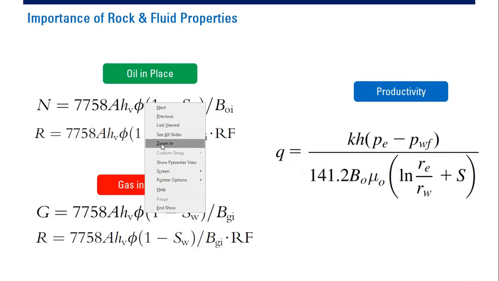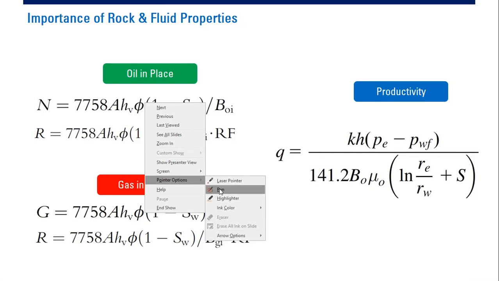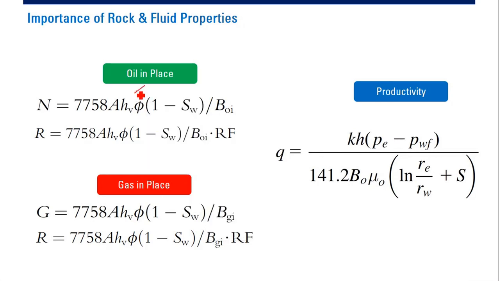Like this one, we have, for example, porosity, rock property. It will govern the oil in place and also the saturation, very important. And then for the gas also, porosity, very important. Saturation, very important. This is for oil in place or gas in place.